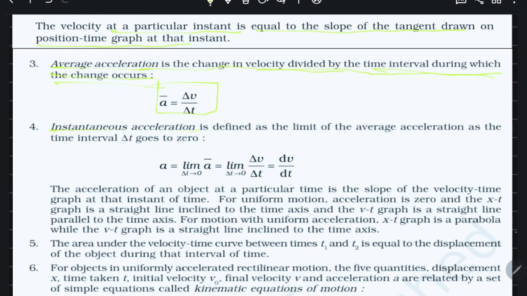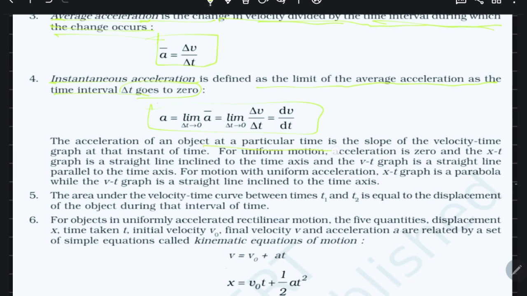Right? Instantaneous acceleration is defined as the limit of the average acceleration as the time interval delta t goes to 0. The acceleration of an object at a particular time is the slope of the velocity time graph at that instant of time. For uniform motion, acceleration is 0 and the position time graph is a straight line inclined to the time axis and the velocity time graph is a straight line parallel to the time axis.